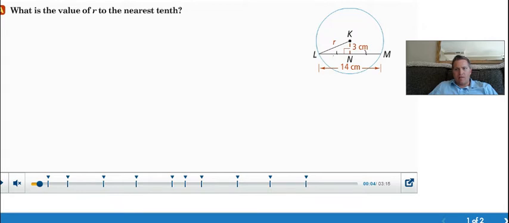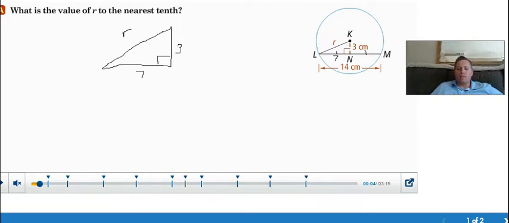So again, this is going to be 7. And I see, hey, I have a 90-degree angle. Looks like I have a right triangle right here: 90 degrees, and the chord, because it's perpendicular, cuts in half, which means this is going to be 7, this is 3, and this is R. So anytime I have a right triangle and I'm dealing with sides, most likely we're going to use the Pythagorean theorem.